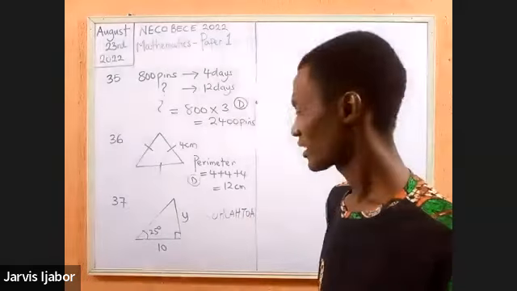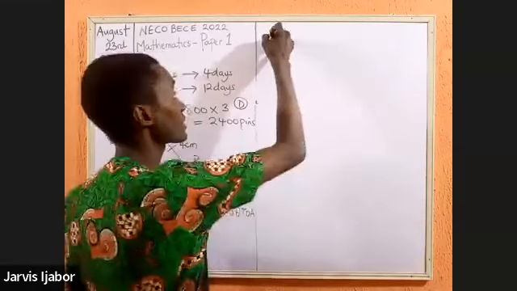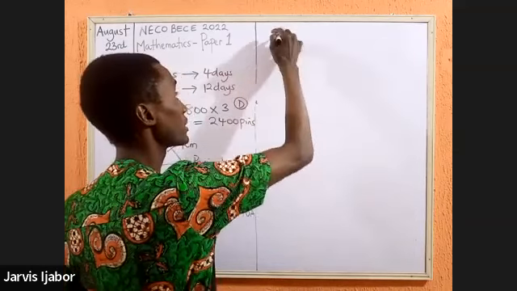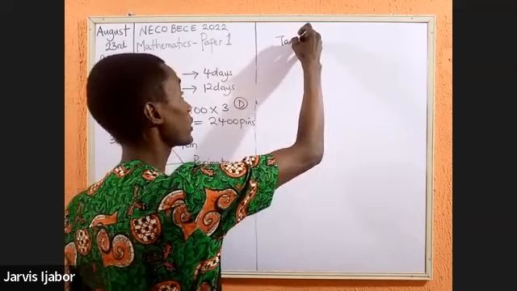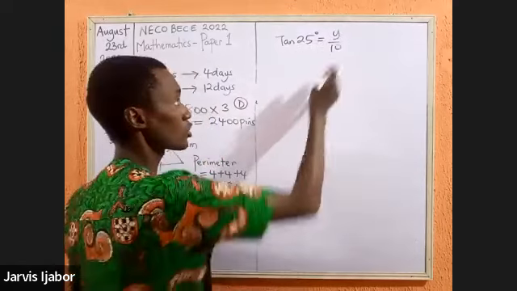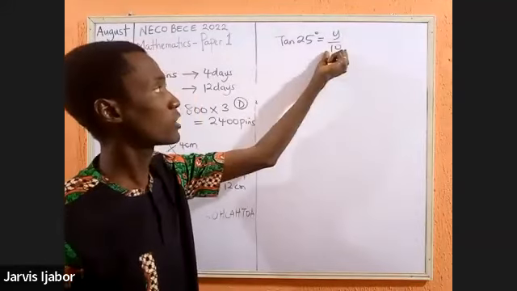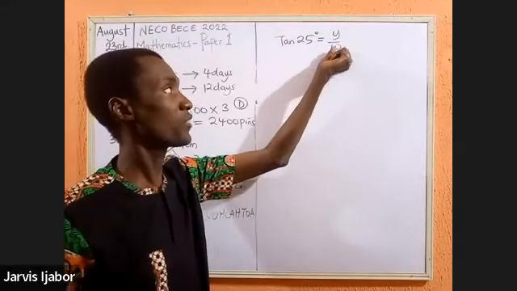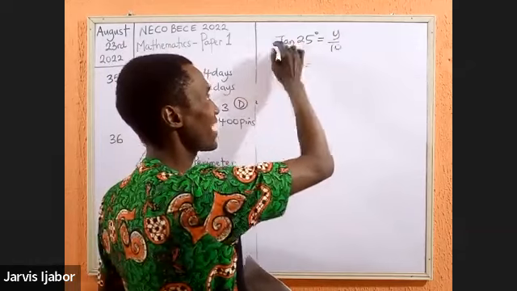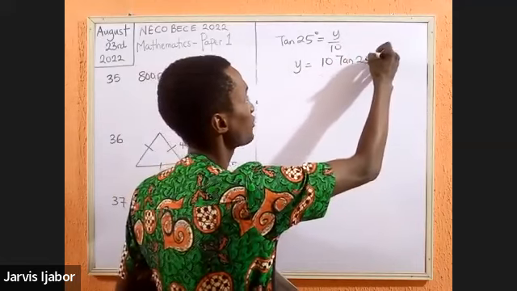So if you look at it, I'm trying to find opposite, but I know adjacent. So straight away, I'll just say that tan is what I need. So tan 25 degrees will be equal to what? Y over 10. So from your knowledge of algebraic fractions, if this is dividing this, what will it do to this to multiply this? So y will be equal to, we write the 10 before we write this. That's how it is done. That will be 10 tan 25 degrees.